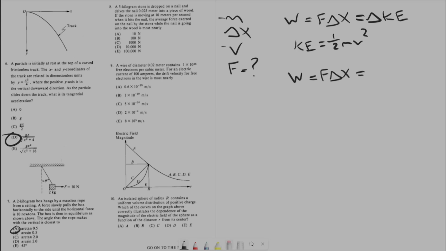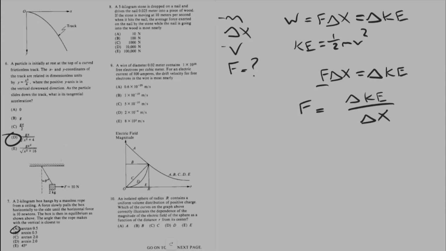Actually, no, not just that. There we go. So I can just write that second part, and you can see if I solve for F, I have F is equal to change in kinetic energy over a change in distance. How much does the kinetic energy change over a certain given distance?